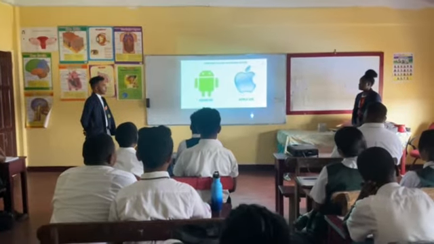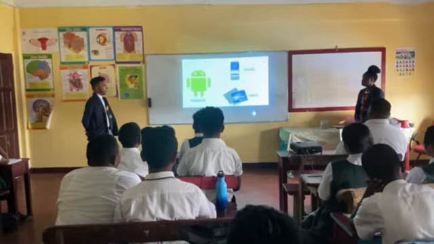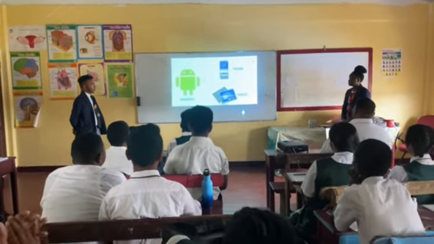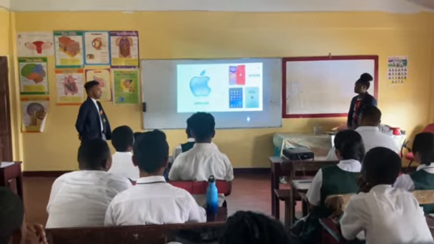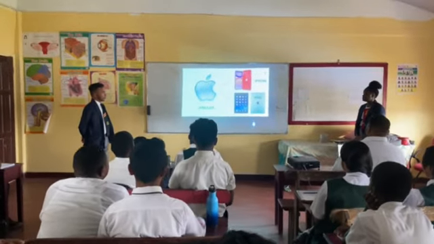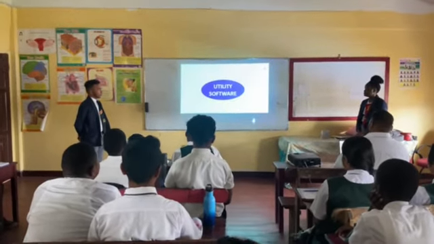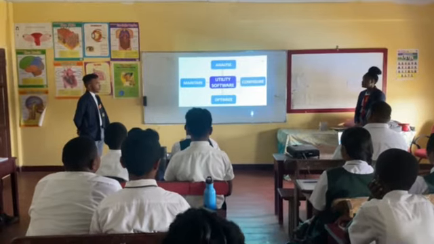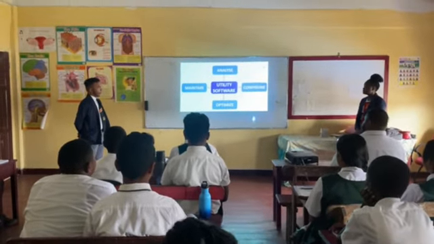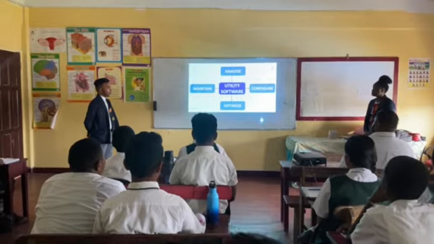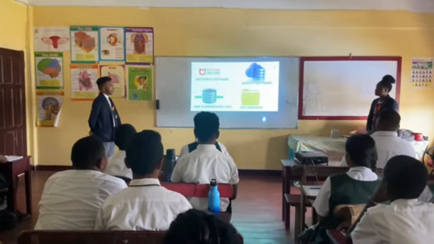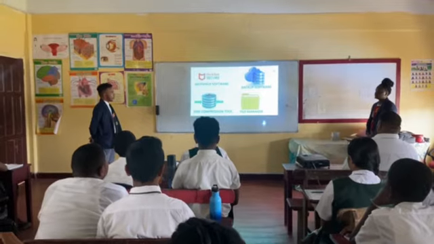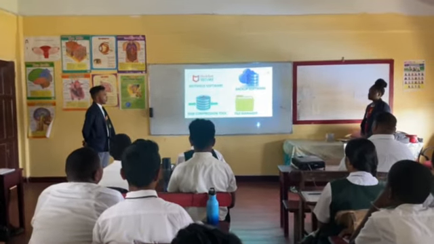Operating systems for mobile devices are Android and Apple iOS. Android is the most common mobile operating system used for mobile phones and tablets. iOS is used on iPhone and iPad. Utility software. Utility software is a software used to analyze, configure, optimize and maintain the computer. Examples of utility software are antivirus software, backup software, disk compression tools, file manager.